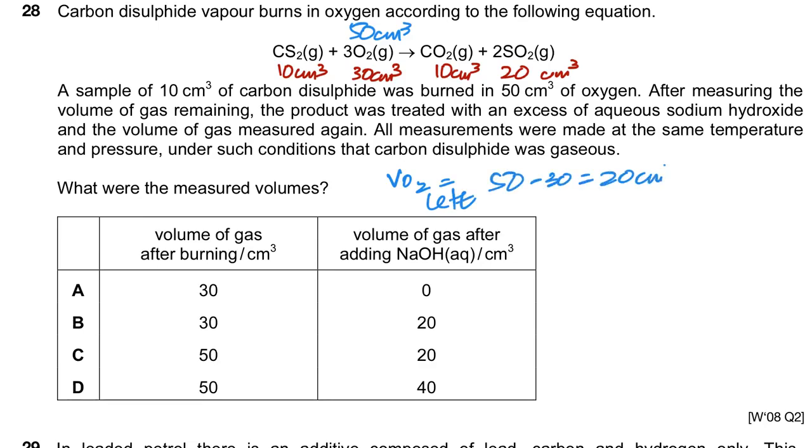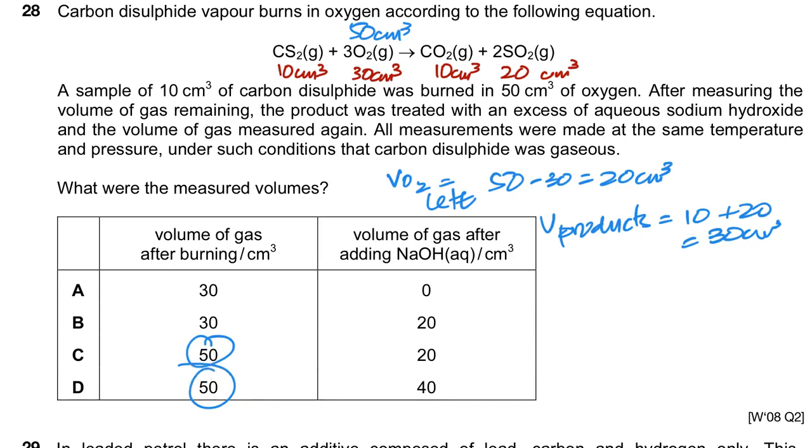That's 20 cm cube. What is the volume of products? 10 plus 20, which is 30. So products are 30, and 20 is leftover oxygen. So what's the total volume of gas after burning? 20 plus 30, which is 50.